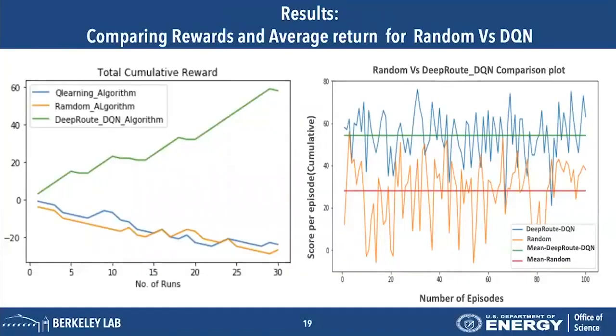So these are all preliminary experiments, and we believe that when we move to a more sophisticated environment with different parameters, this will definitely play a role. We finally compared the random and the DQN, and we still observed that the DeepRoute, the DQN, was giving better performance overall, which is basically the score per episode.